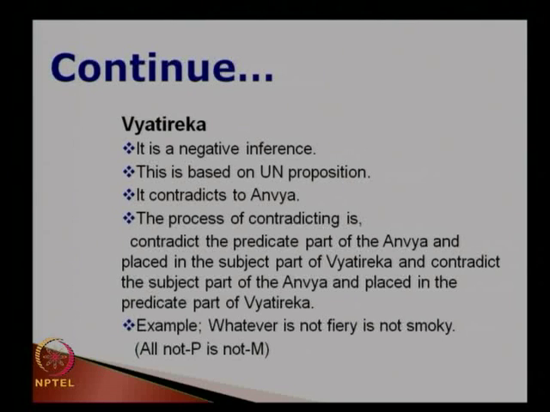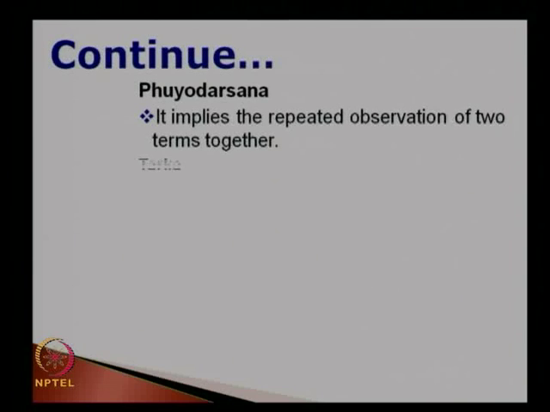So here you find all not P is not M, because the P which is the predicate part in Anvaya is negated and placed as the subject in Vyatireka. The explanation I have given is this: contradict the predicate part of the Anvaya and place it in the subject part of Vyatireka, and contradict the subject part of the Anvaya and place it in the predicate part of Vyatireka. For example, whatever is not fiery is not smoky. That means all not P is not M. What they say is that there should not be any such cases where you find one without the other. So this is one of the conditions to be satisfied by the Vyapti relation to have inferential knowledge.